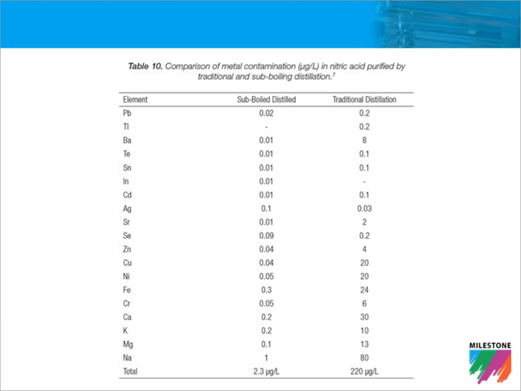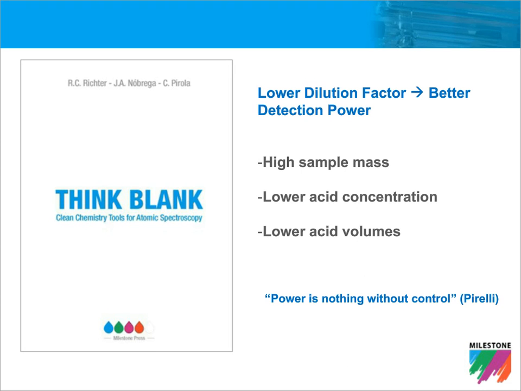When discussing microwave-assisted sample preparation for trace analysis, we have mentioned that detection power is improved when working with high sample mass, lower acid concentration, or lower acid volume. Analytical procedures using low volumes of acids were described, and it was discussed how to control the microwave-assisted heating to promote effective digestions.